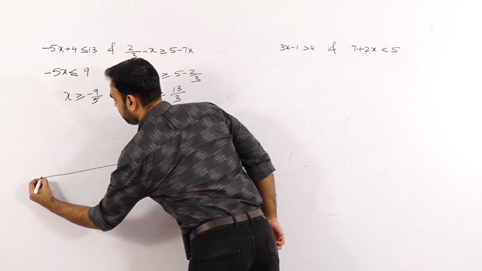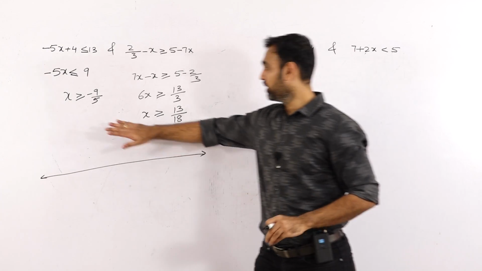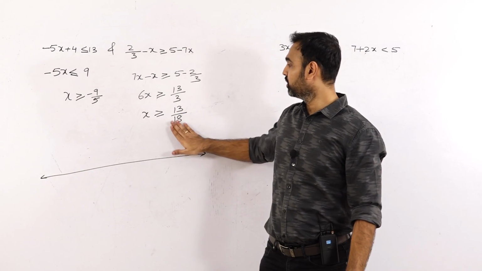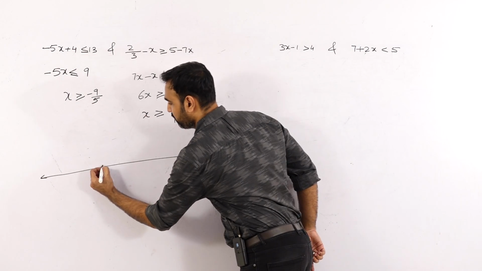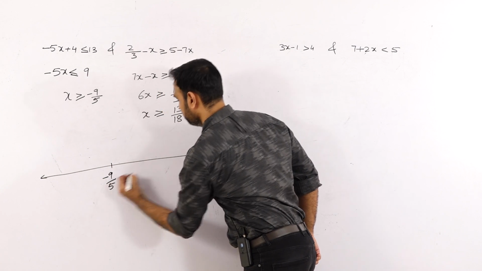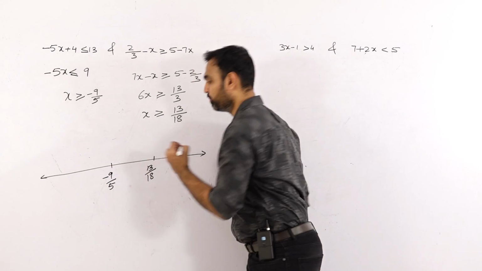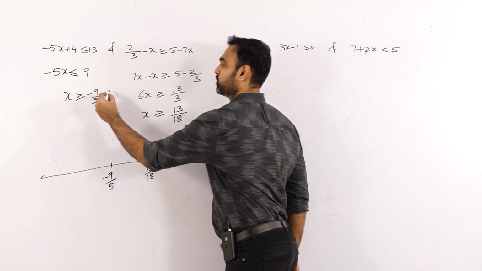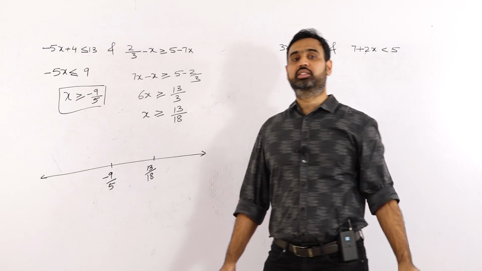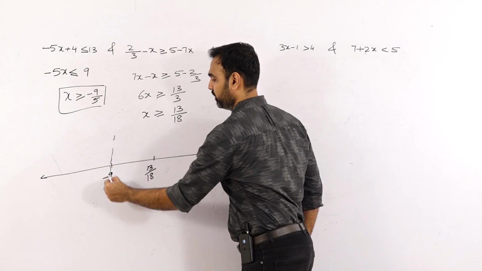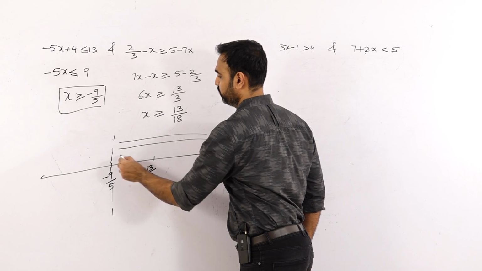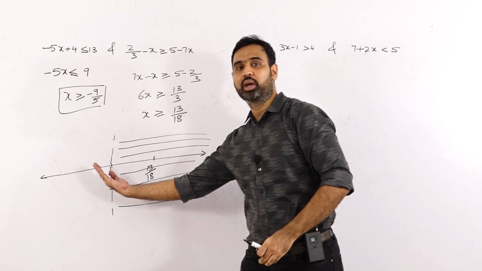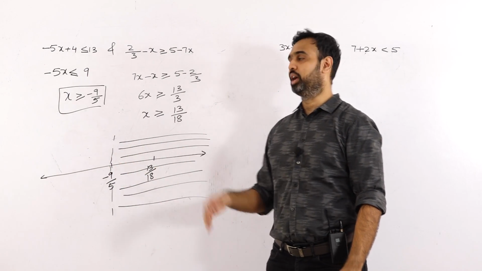Let us mark this on the number line. Let us mark this value first of all, minus 9 by 5. It's a negative value. This is a positive value, so this value comes to the right of this. So minus 9 by 5 is somewhere here. Let us mark 13 by 18 somewhere here on the number line. It is obviously to the right of minus 9 by 5. So what is the region denoted by x greater than or equal to minus 9 by 5? Let me draw this. This is the region where x is denoted. Everything greater than minus 9 by 5, greater than means towards the right of the value.